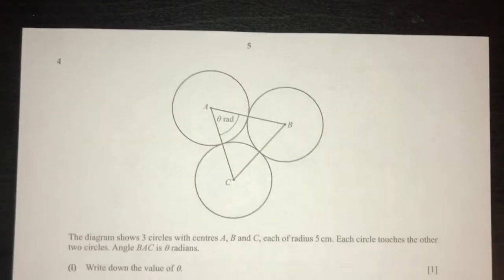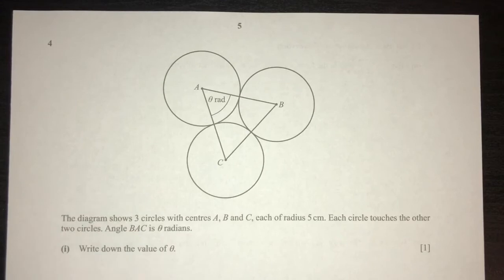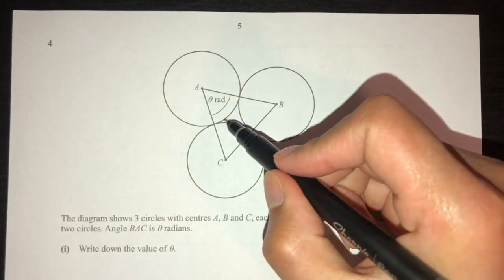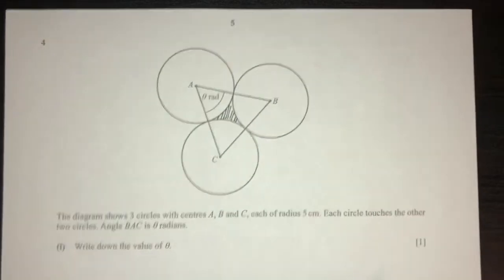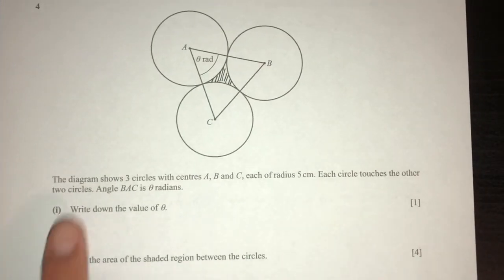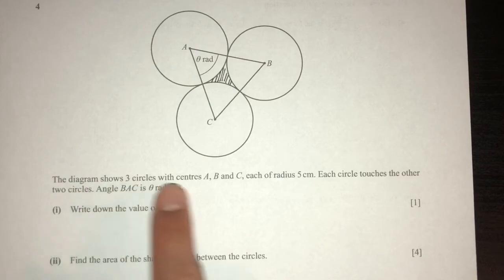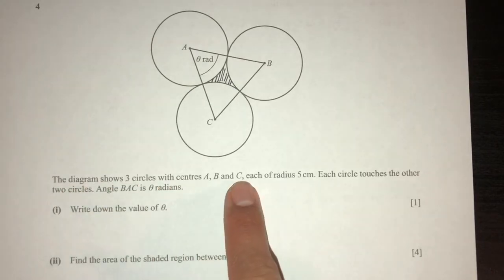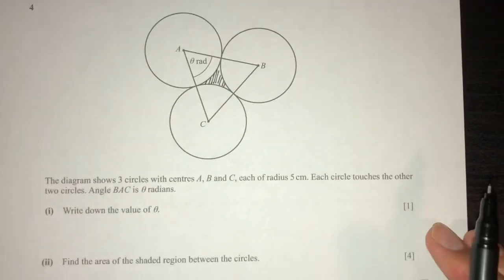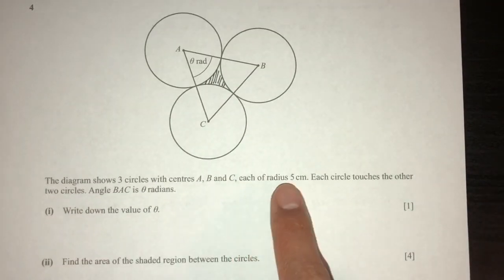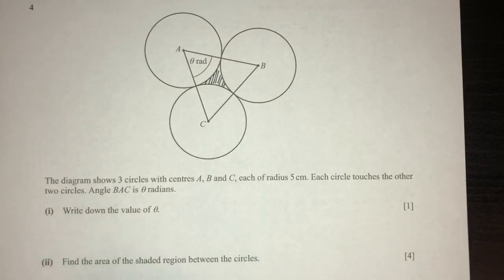Now let's move on to question number 4. In the question itself, this will be the area that will be shaded. Now let's move on to the information. The diagram shows 3 circles of centers A, B, and C. Those are the centers of the circles. Each has radius 5, which means all 3 circles have radius 5.